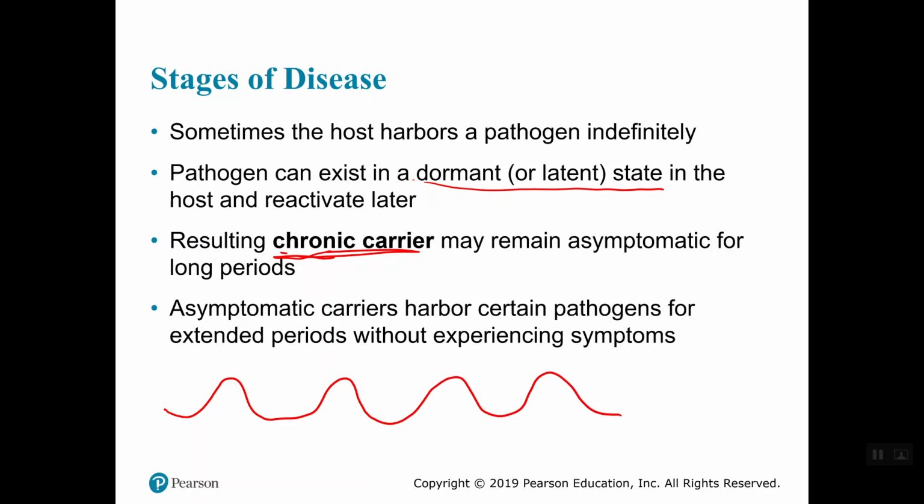Now, we do see that asymptomatic carriers can harbor certain pathogens for extended periods without ever experiencing symptoms. So you might have somebody who is actually secreting the pathogen but never experiences the symptoms. You might see something like that for their level of pathogens.